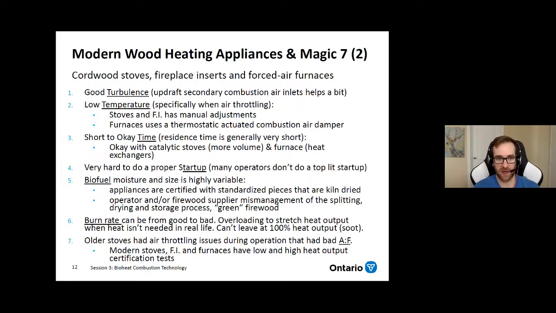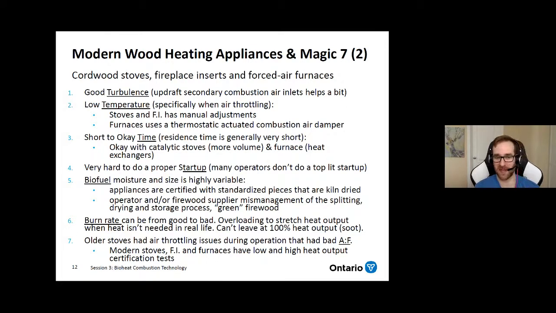Like I said, for the startup, a lot of people don't do a top lit startup in stoves and furnaces. Now we go into the biofuel issues for cordwood. I could probably spend a whole 45 minutes just discussing that.